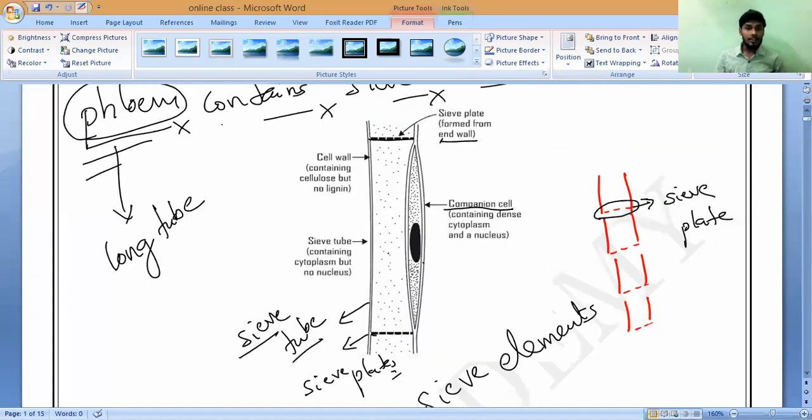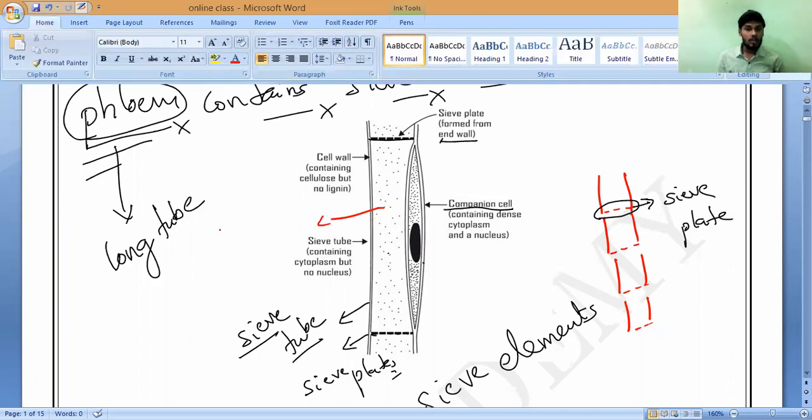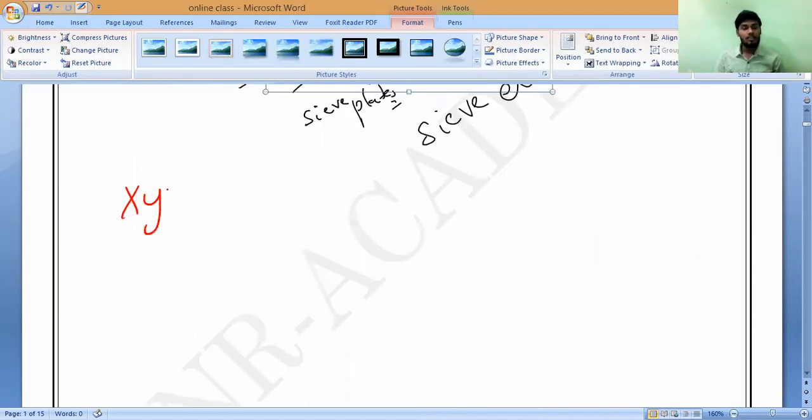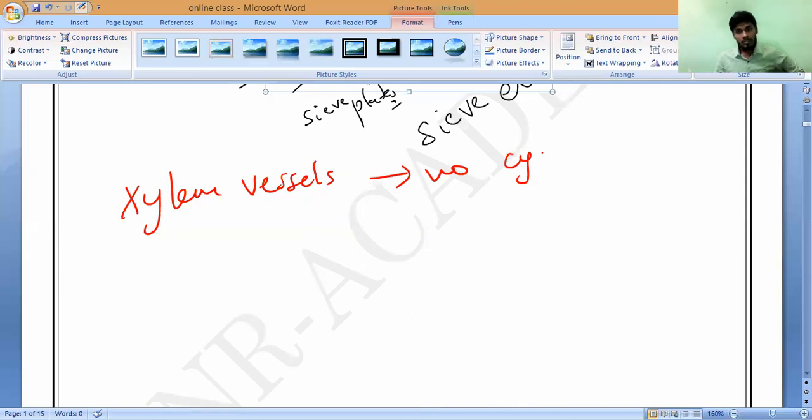So this sieve tube, if you observe inside, it contains only cytoplasm, a jelly-like substance, but no nucleus. But if you come to xylem vessels, what do they contain? Previous class, you remember, check your notebooks and tell me. No cytoplasm and no nucleus. Yes, so neither cytoplasm nor nucleus is contained, correct?